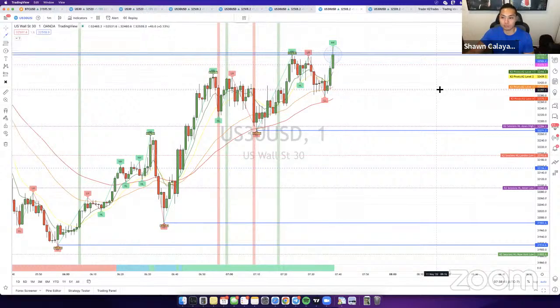Or if it keeps pushing up. There's 2 different scenarios here that can play out. Price will either wick off it and come back down, or price will continue pushing up. This is kind of what you're looking for. You're looking for 2 scenarios here where you can take trades.